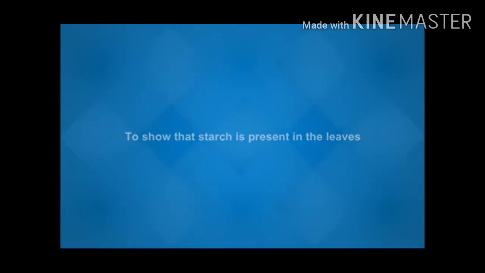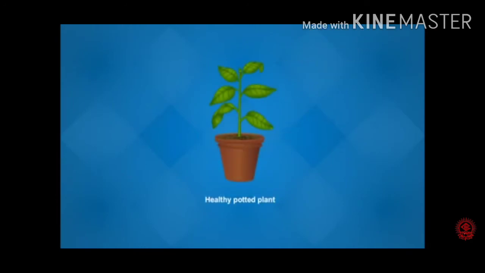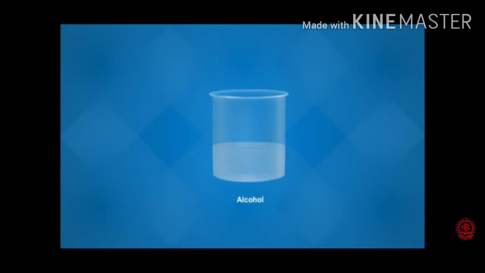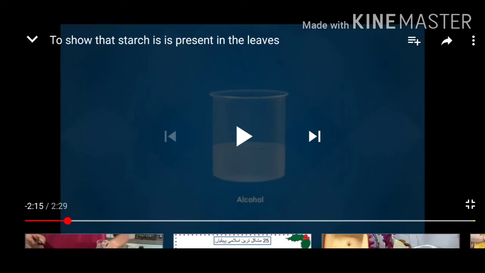To show that starch is present in the leaves. Materials required: healthy potted plant, alcohol or methylated spirit. In your textbook, methylated spirit is given. That only you put it as labeling.